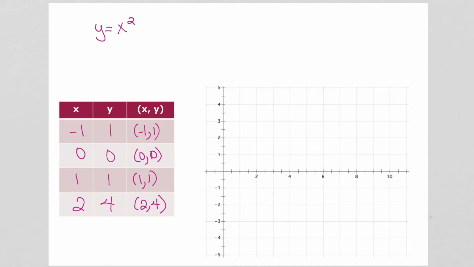So I'm going to go on over here, extend this out a little bit. So there's -1 and there's -2. Okay, so the points (-1, 1), (0, 0), (1, 1), and (2, 4). And since this is symmetric with respect to the y-axis, then the point (-2, 4) is also on the graph. So we have a parabola.